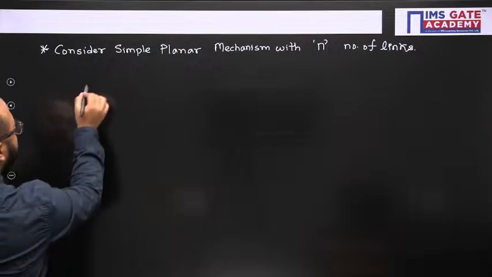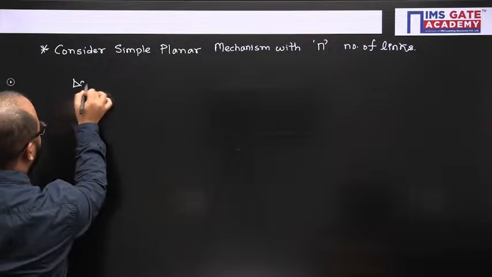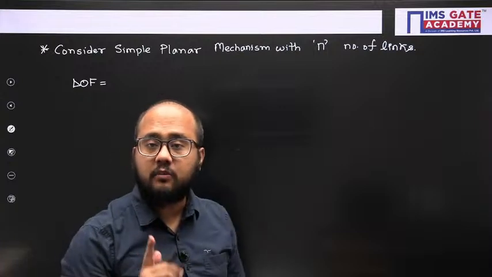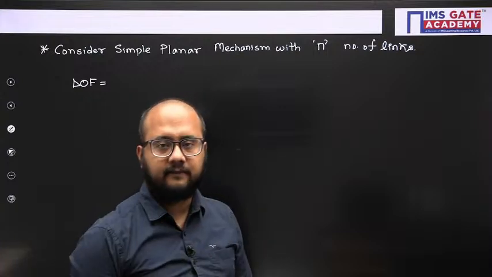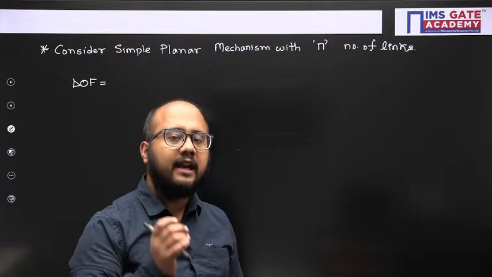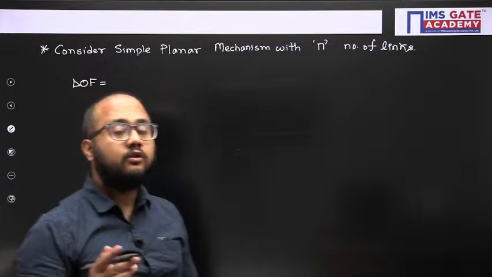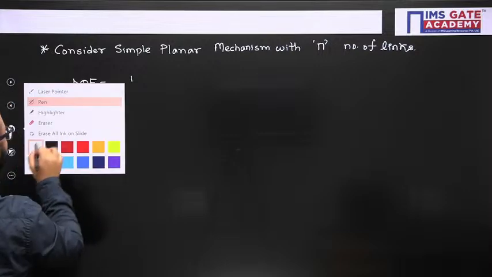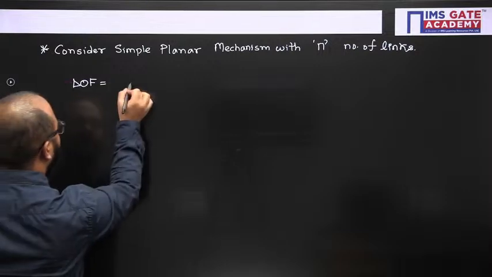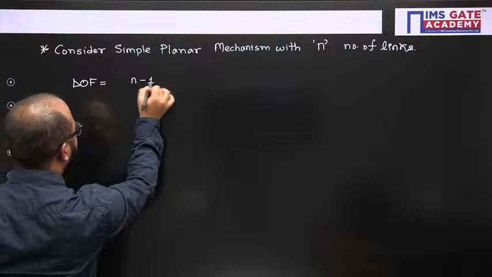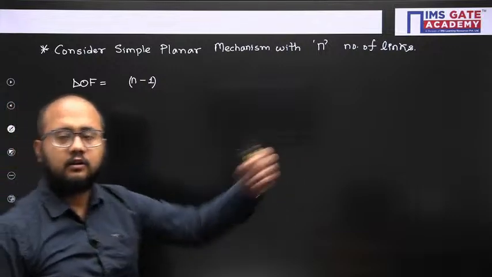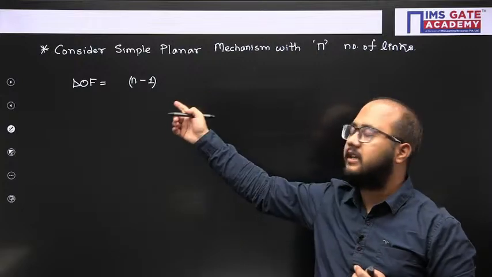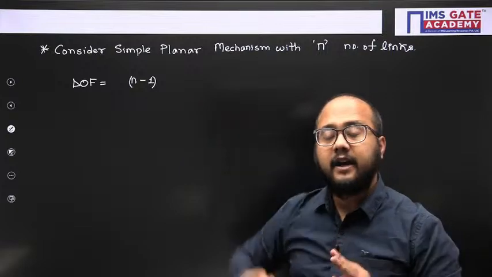Okay, clear? So the formula that we will be having is degree of freedom is, now as n number of links is there and we are talking about a mechanism, out of n at least one link has to be fixed. So the number of links that we need to count here for degree of freedom will be n minus 1. Is it correct? For calculation of degree of freedom, how many links we need to consider? n minus 1. Actually, total number of links is n only. But in order to calculate degree of freedom, how many links do I need to consider? n minus 1.